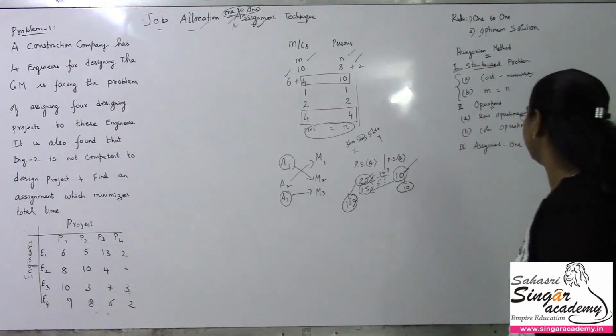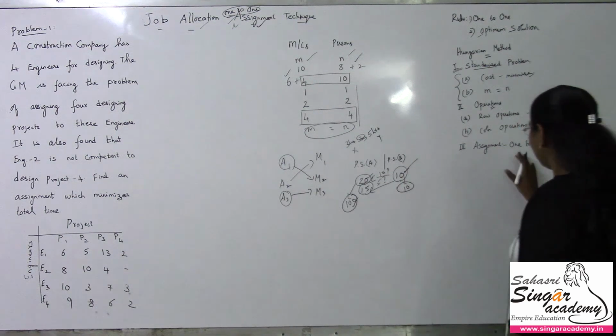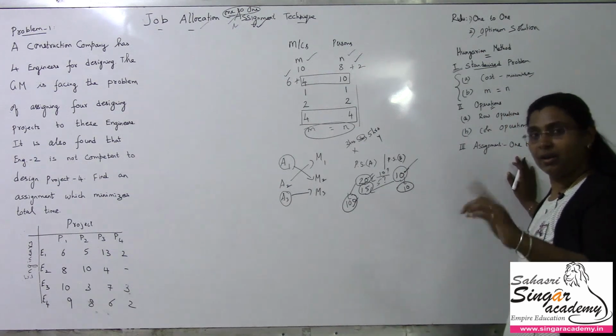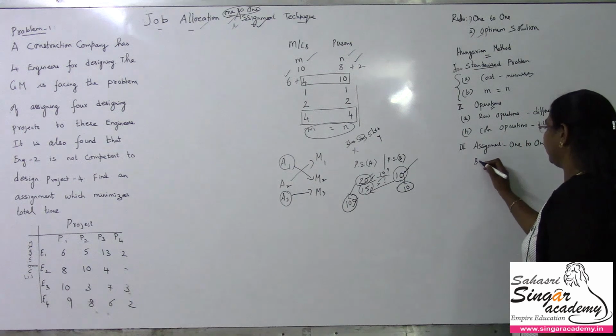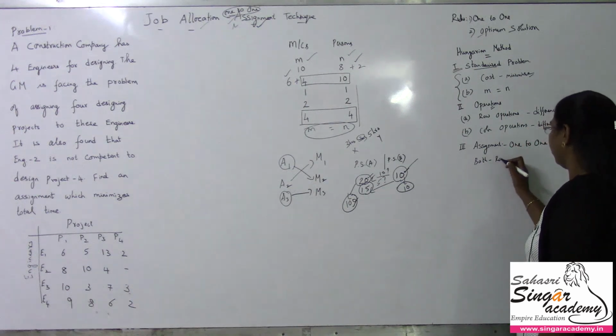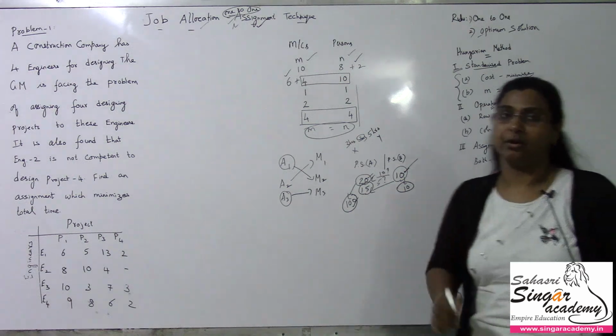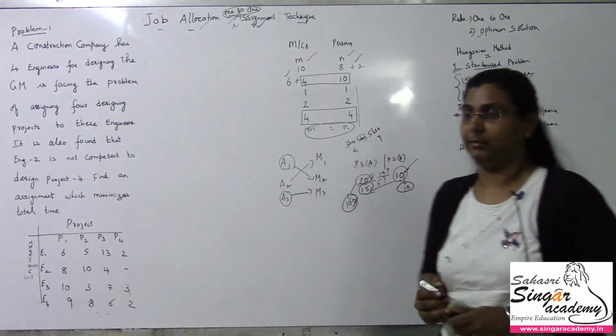Okay, one-to-one assignment. So when assigning, you have to check both row and column simultaneously. There should be only one assignment in each row and each column. Okay, in each row and each column there should be one assignment.